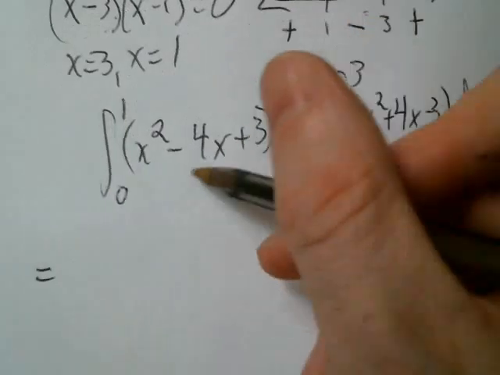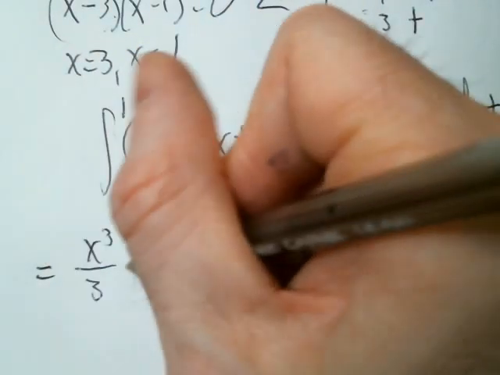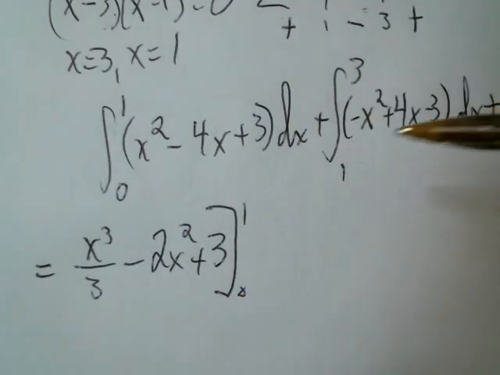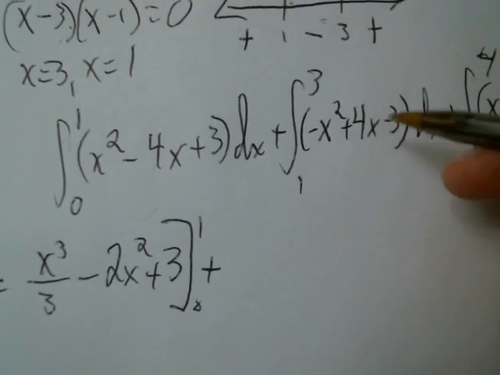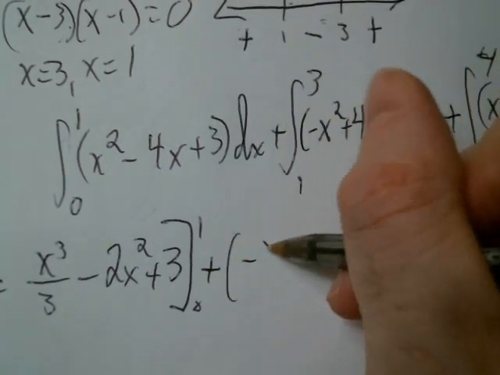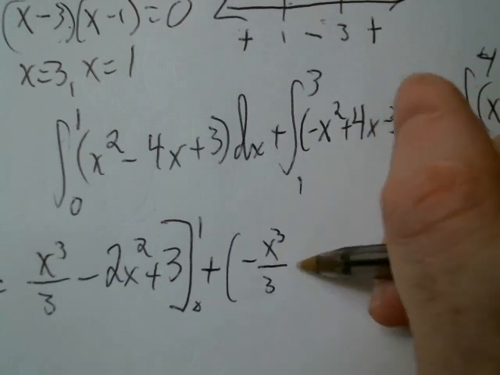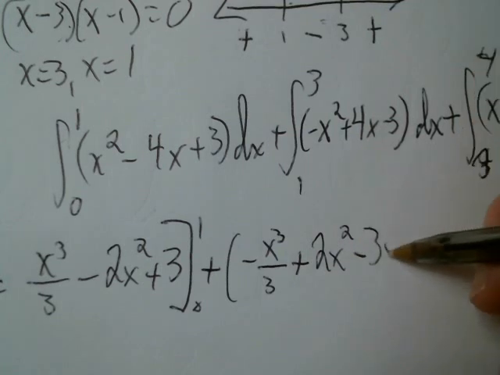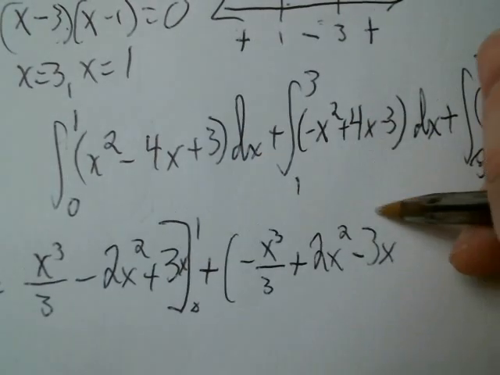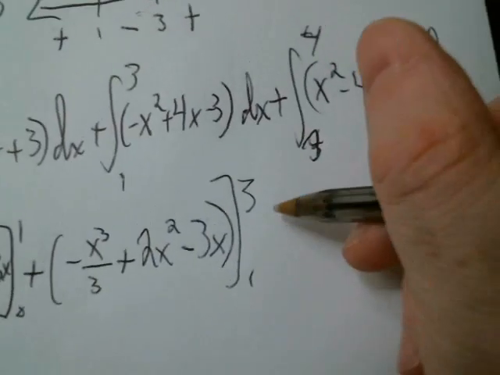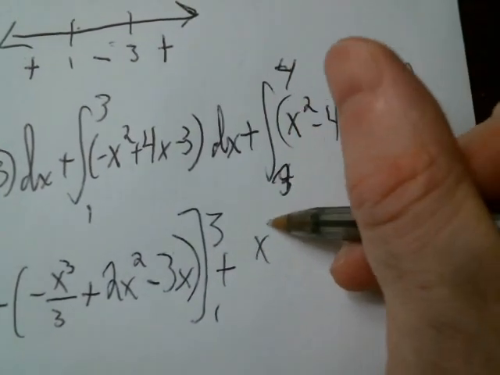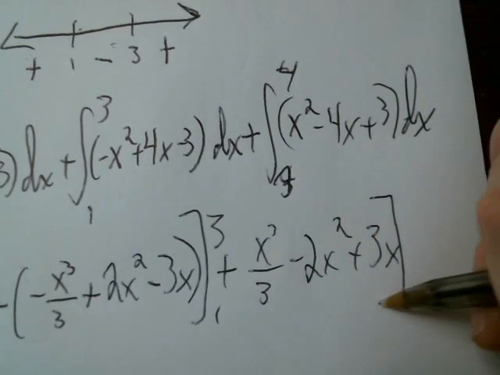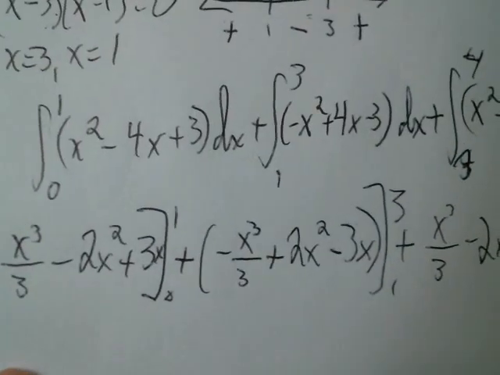Let's get them done. First guy, x cubed over 3 minus 4x squared over 2, which is the same as 2x squared, plus 3x, from 0 to 1. And then plus this integral, which would be negative x cubed over 3 plus 4x squared over 2, which is 2x squared, and then minus 3x. This should be 3x over here as well, from 1 to 3. And then plus this other guy, which will be x cubed over 3 minus 2x squared plus 3x from 3 to 4. Okay, what a nightmare.